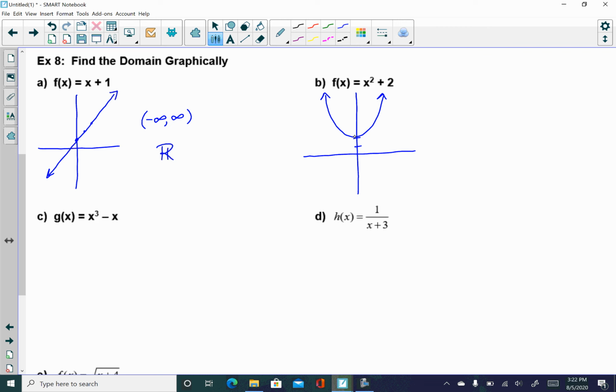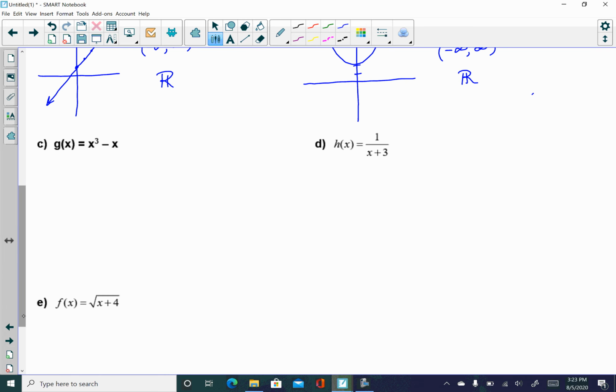And so again, think about this graph in terms of left to right. It's going up and to the left, up and to the right. So it's going left and right forever. So therefore, again, negative infinity to positive infinity for our domain, or we could just simply say, as again, all real numbers.